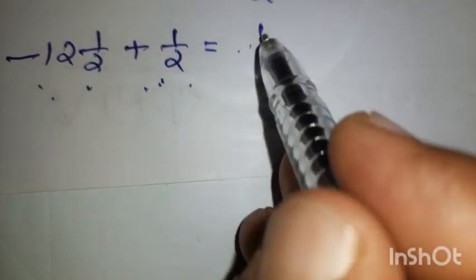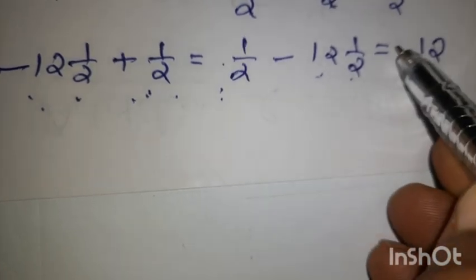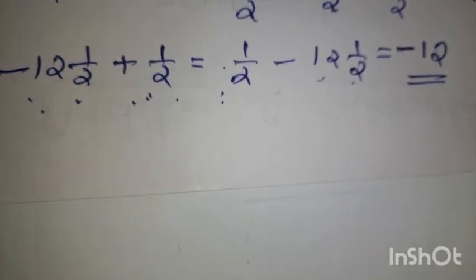Minus 12 1 by 2 plus 1 by 2. Minus x plus y is y minus x. So 1 by 2 minus 12 1 by 2. Then how will you get the answer? From higher to lower you have to subtract. 12.5 minus 0.5, that is 12 itself. Sign is minus.